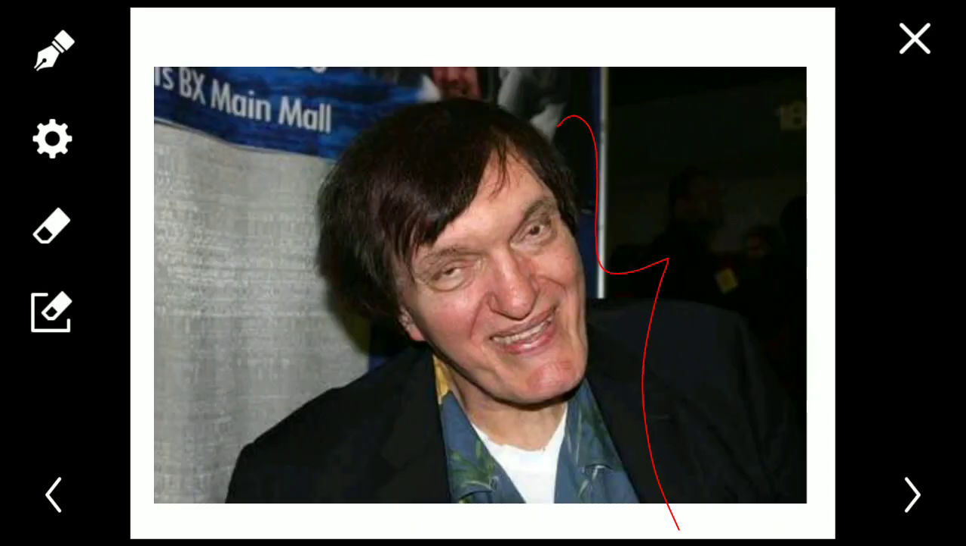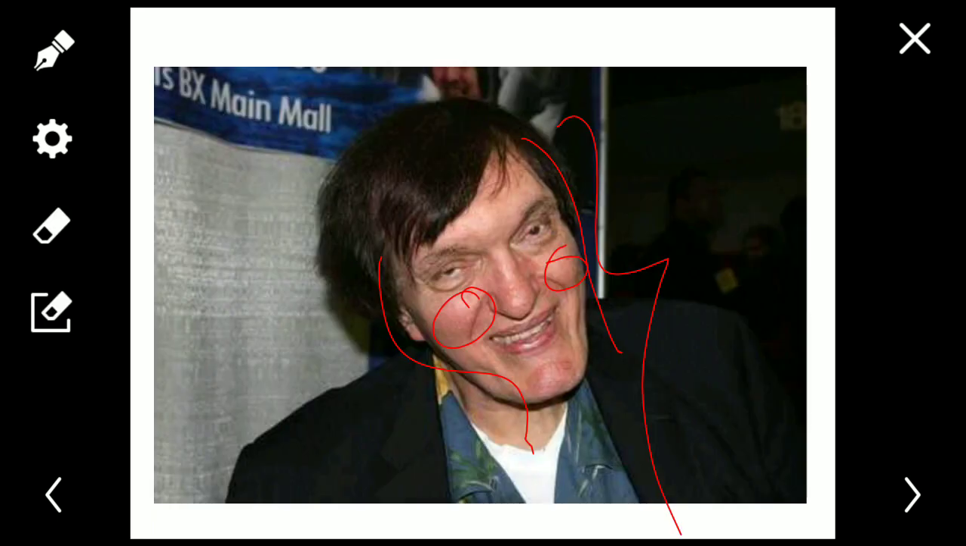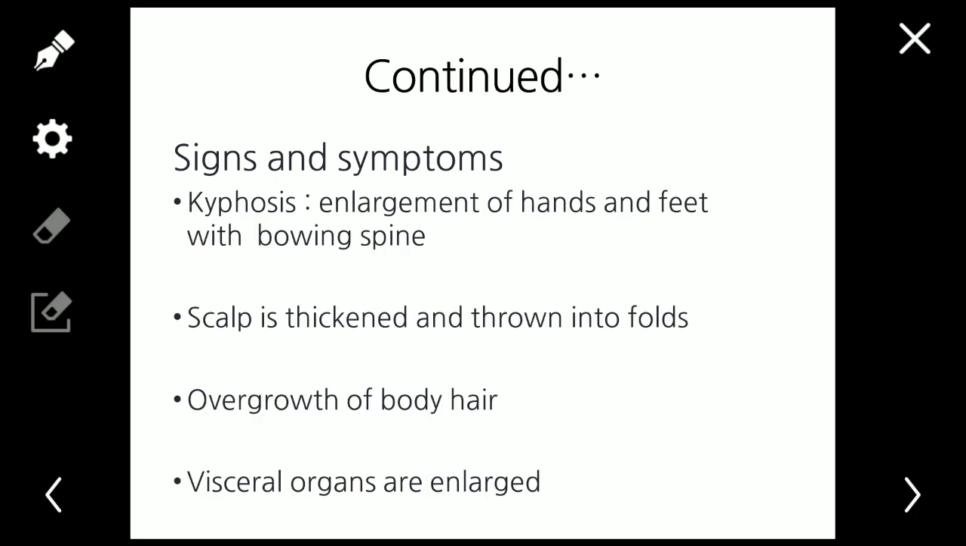So this is the gigantism, where you can see the increase in the bone, prognathism, facial abnormalities, all those. The striking feature is the protrusion of the supraorbital ridges, that is the eyes. Protrusion of supraorbital ridges, broadening of nose, thickening of lips, thickening and wrinkle formation of forehead, lower jaw is protruded, called prognathism. Faces with these features are called acromegalic or Gorilla faces.